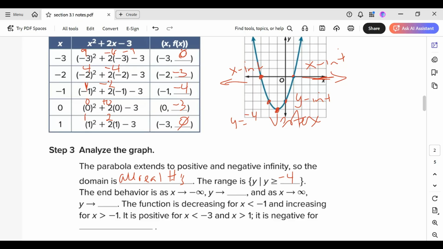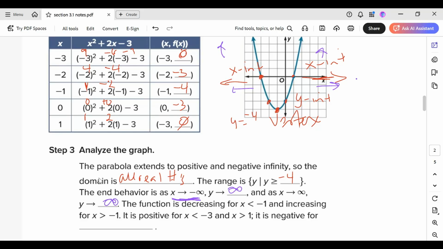Now, in behaviors, what is our graph doing in terms of going left and right? As x goes to negative infinity, as x's are going to the left, the y's are going up. So I'm going to positive infinity. As x's go to the right, the y's are going up to positive infinity as well.